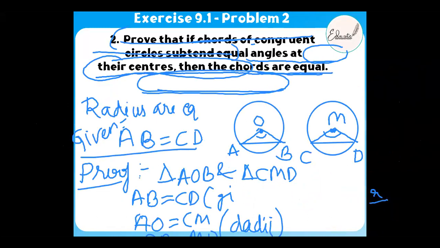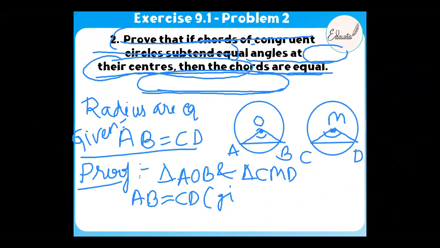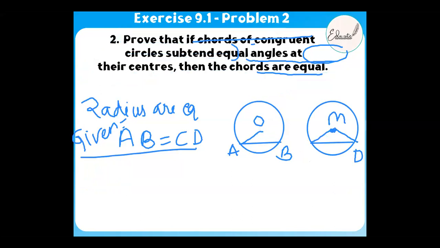Okay, we'll just consider these two circles, okay? Now, can you prove this in the circles? Now tell me what is given, beta. Let's start with what is given. The chords of the circle subtend equal angles at their center. So the angles are equal, they have already given, right?